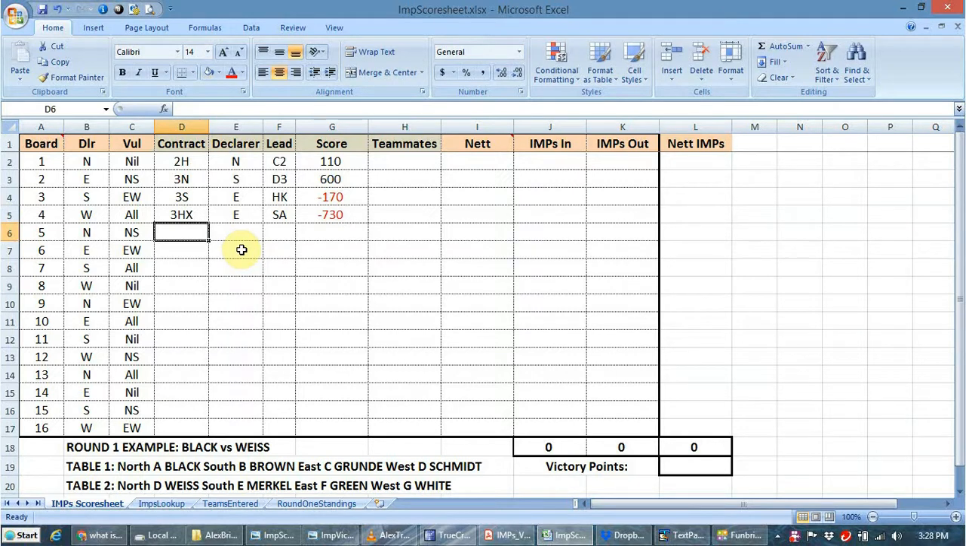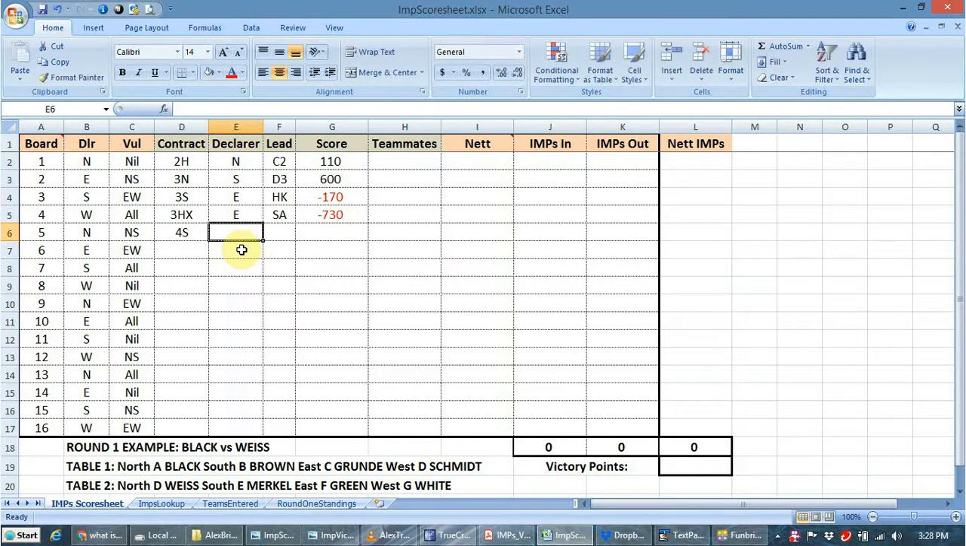3 hearts making is minus 730 for us because it's 3 hearts, 3 times 30 is 90, doubled is 180. Because they have scored more than 100 points on one hand, they get the game bonus. Therefore, that gives them another 500 points when vulnerable. That takes them up to 680, and they get 50 for the insult, for being insulted by a double, which they were able to make. So their total score is 730 points. So that obviously wasn't so great.